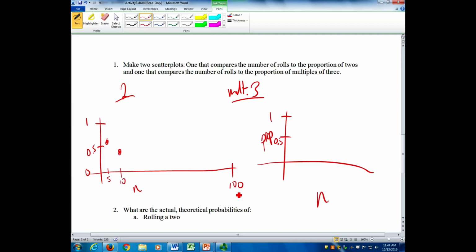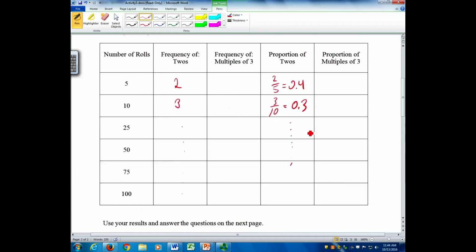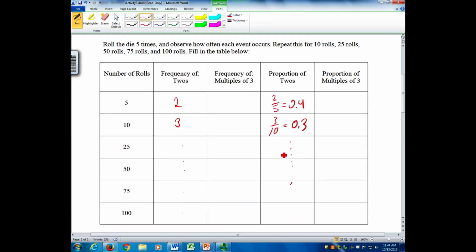Is there a way we can do that on the computer? No. No? Oh, the plot? Yeah. Sure. If you want to do it on the computer, you would just enter plotted points. So like this would be your x variable and this would be your y variable, because we want our number of rolls going on the x-axis and our proportions going on the y.